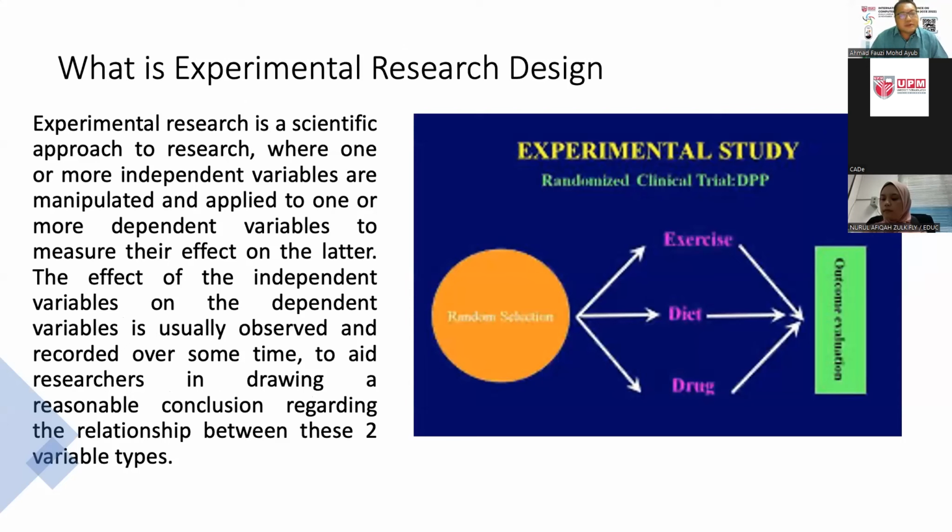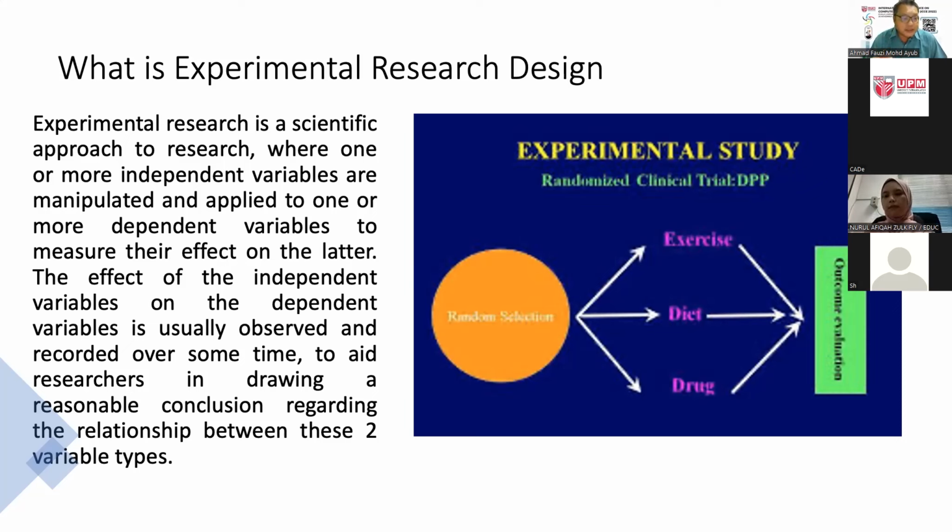Similar to other research designs, for example in a survey study or a correlational study, we have what we call independent variables and dependent variables. So basically, in experimental design, the independent variable refers to the control group and the treatment group: the group that we introduce the intervention to, and the other group that is not introduced to the intervention. So we are looking at where one or more independent variables are manipulated and applied to one or more dependent variables.